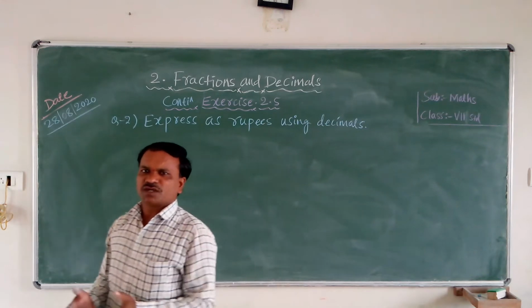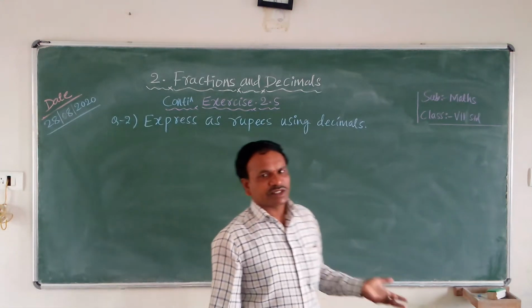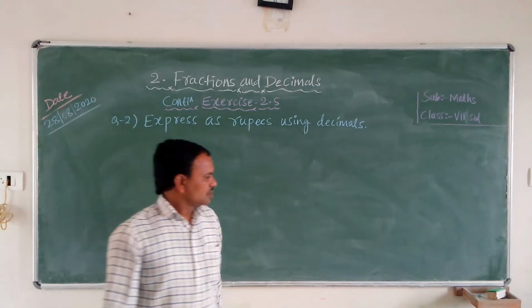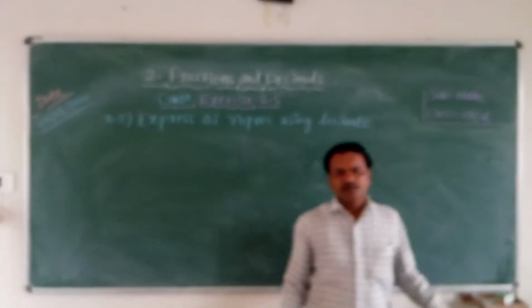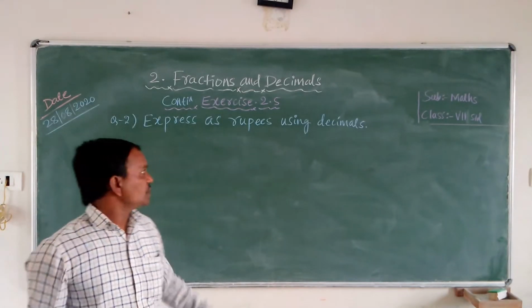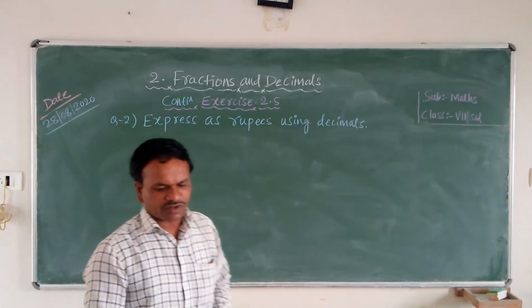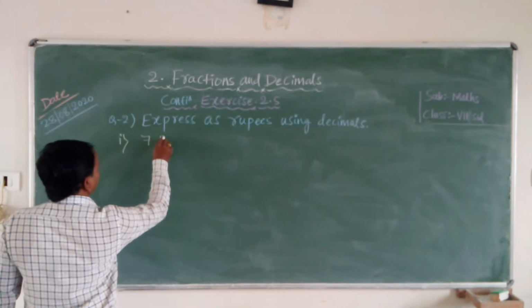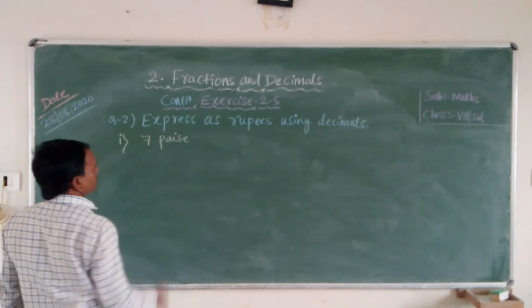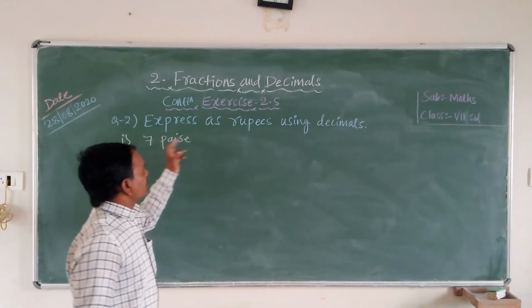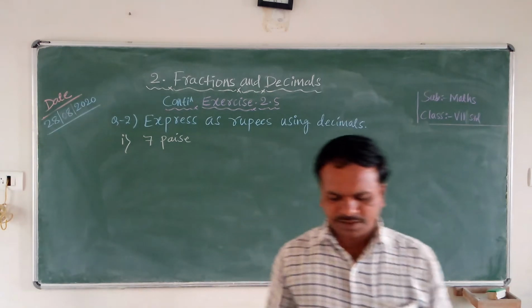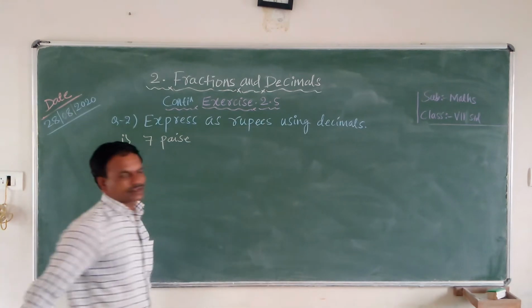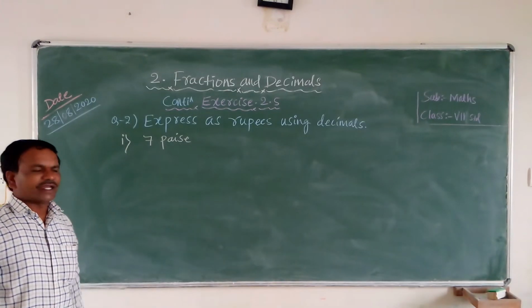When paise is given, it has to be converted into decimals. When rupees is given, it also has to be converted into decimals. Today we are discussing converting paise into rupees using decimals. How do we do this? The first one is 7 paise. 7 paise is converted into decimals, that is, rupees. It is very simple, my dear students.